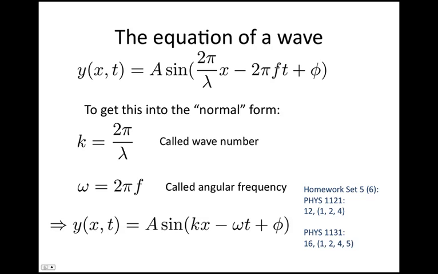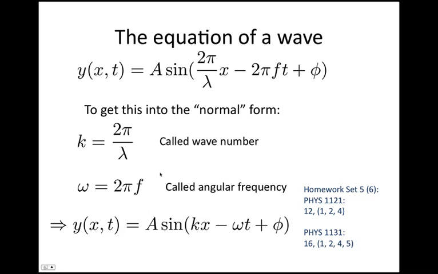So we've just replaced our v over lambda with the frequency here to get it into this form, plus phi. Now to get this into the normal form, which is what you have on your formula sheet, we let k equal 2 pi on lambda and call this the wave number. Now this can be a bit confusing because this k has absolutely nothing to do with that spring constant. It's a completely different constant. It's called the wave number and it's equal to 2 pi over lambda.